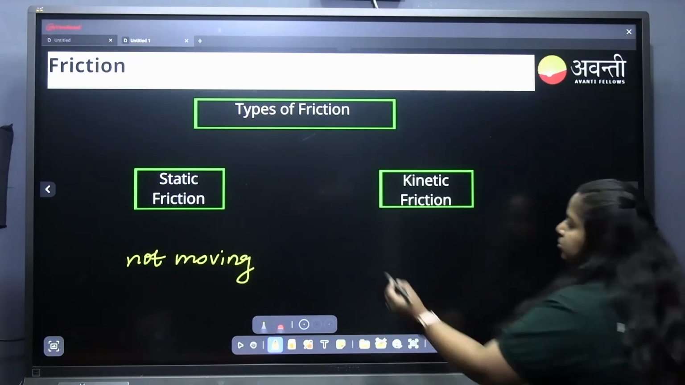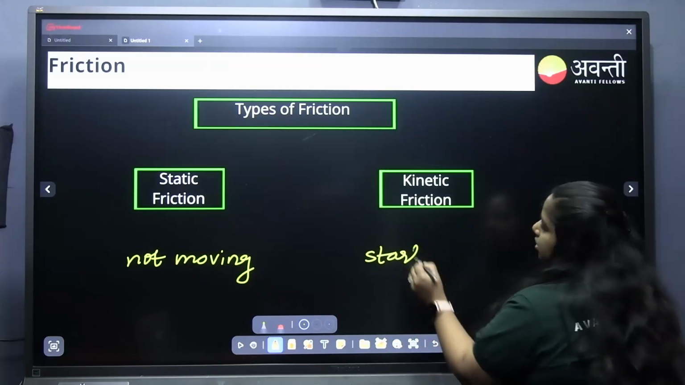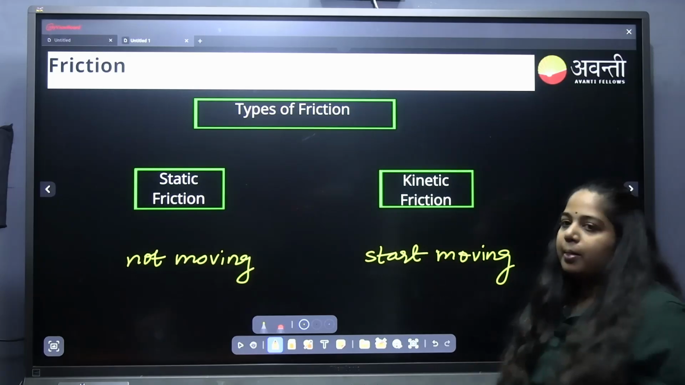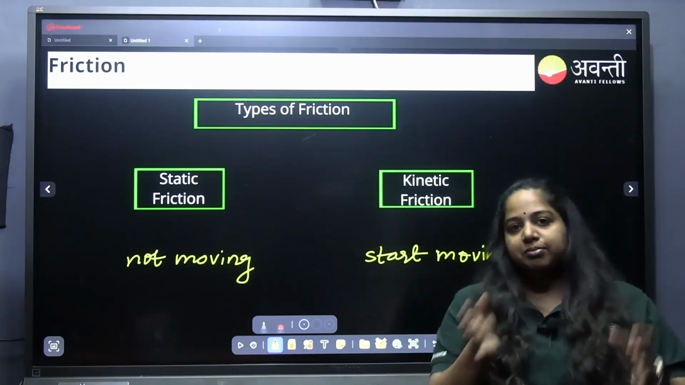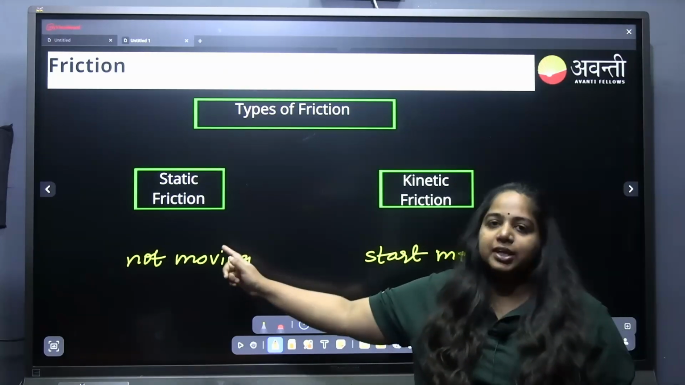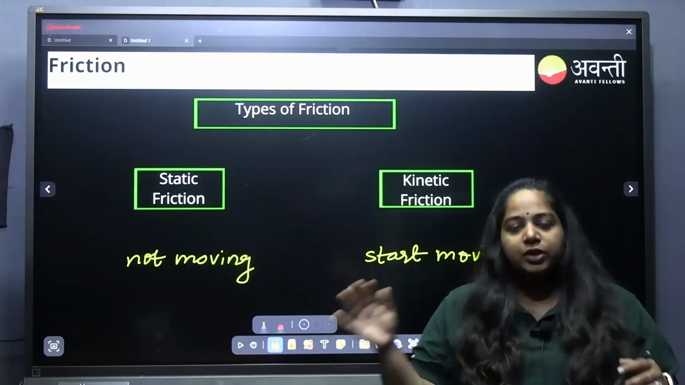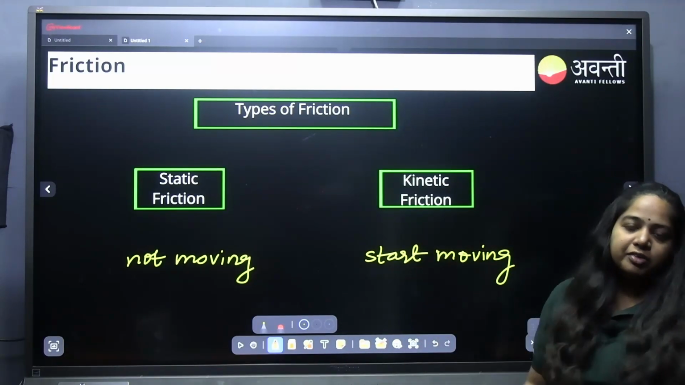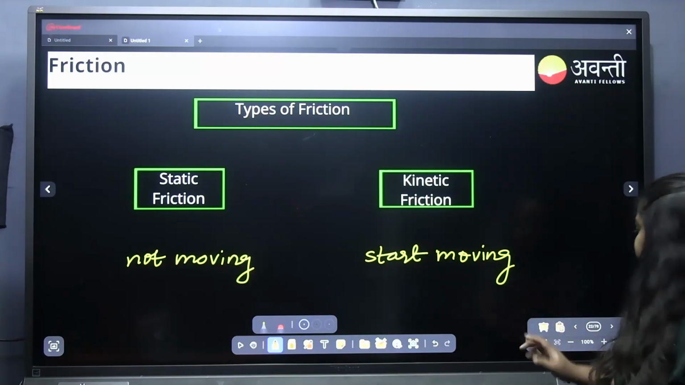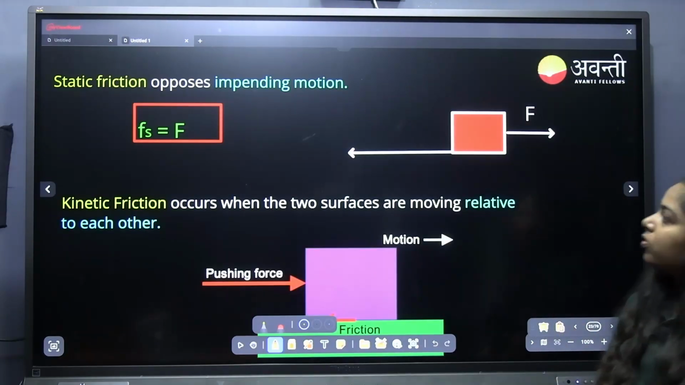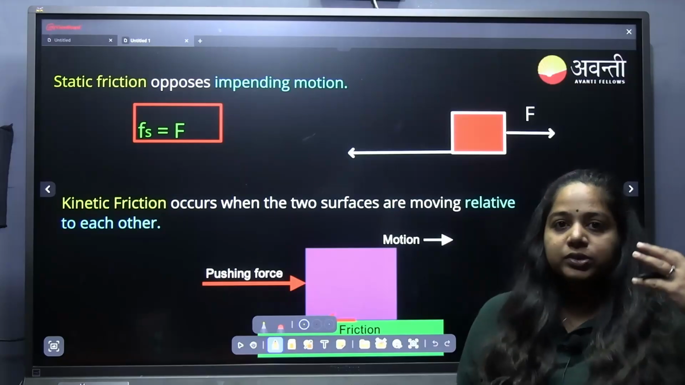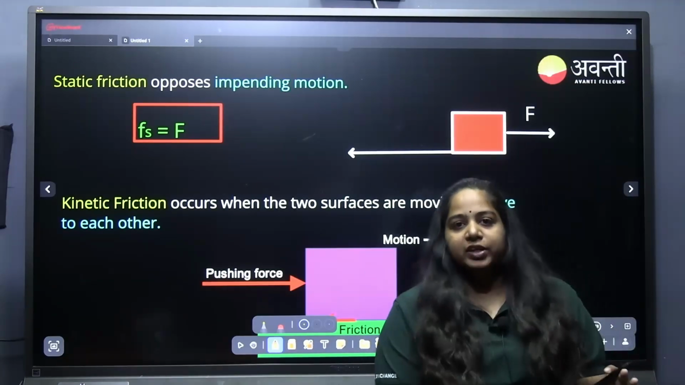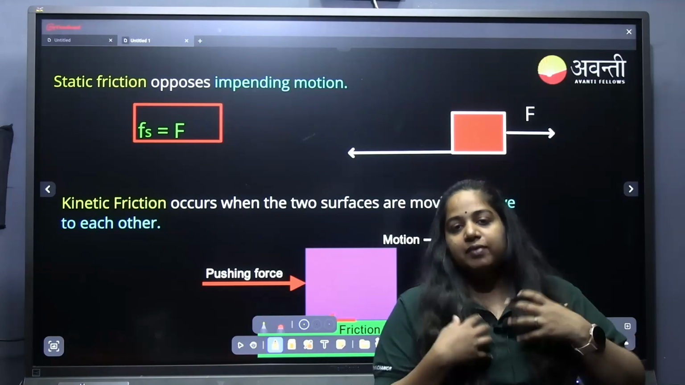Once it starts moving, kinetic friction will act. Okay, if you are applying force and something is not moving, static friction is there. If something is moving and you have to keep on pushing it to keep a uniform velocity, kinetic friction is acting. Okay, that is the basic idea. Now static friction opposes impending motion. Impending motion means we are trying to move it, right? So we want it to move.